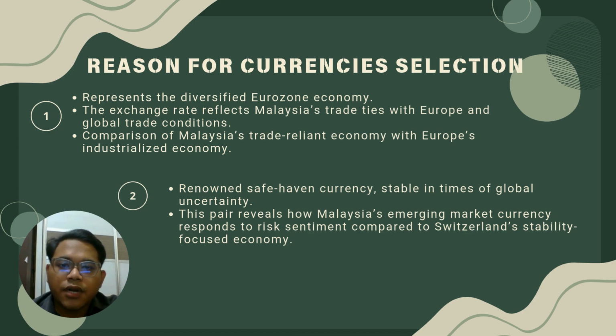Okay, reasons for currency selection. Number one, represents the diversified Eurozone economy. The exchange rate reflects Malaysia's trade ties with Europe and global trade conditions. Comparison of Malaysia's trade reliant economy with Europe's industrial economy. Number two, CHF, a safe haven currency, stable in times of global uncertainty. This pair reveals how Malaysia's emerging market currency responds to risk sentiment compared to Switzerland's stability focused economy.